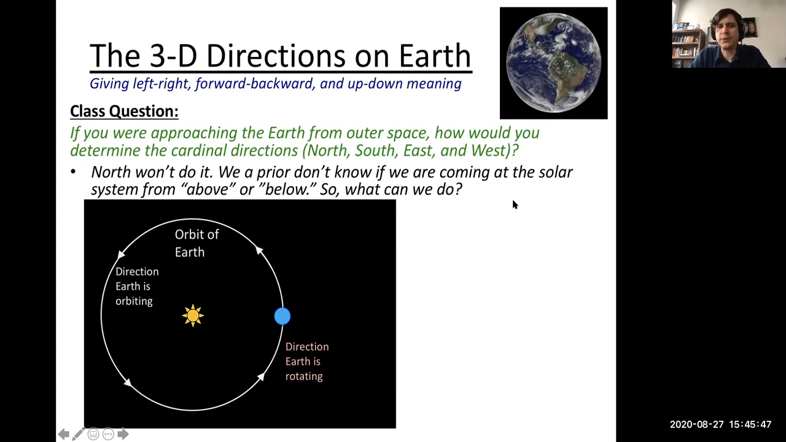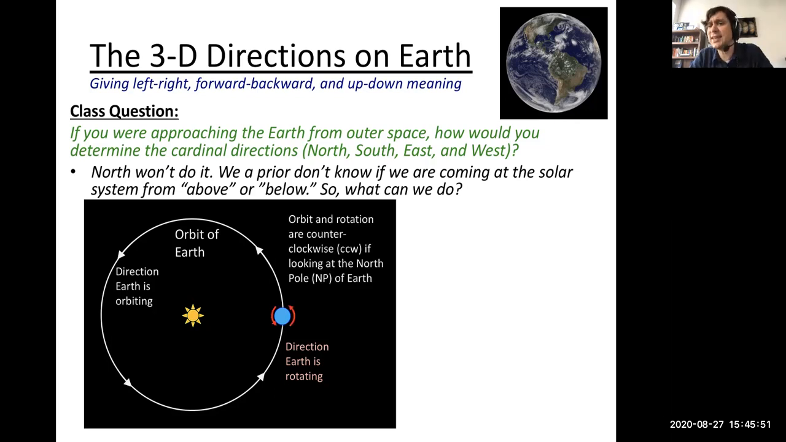And we want to figure out what the cardinal directions are. So we have to ask ourselves, what is it that we can observe? Well, we could see that the planet is rotating this direction. So in the way I've drawn it, it is rotating counterclockwise.